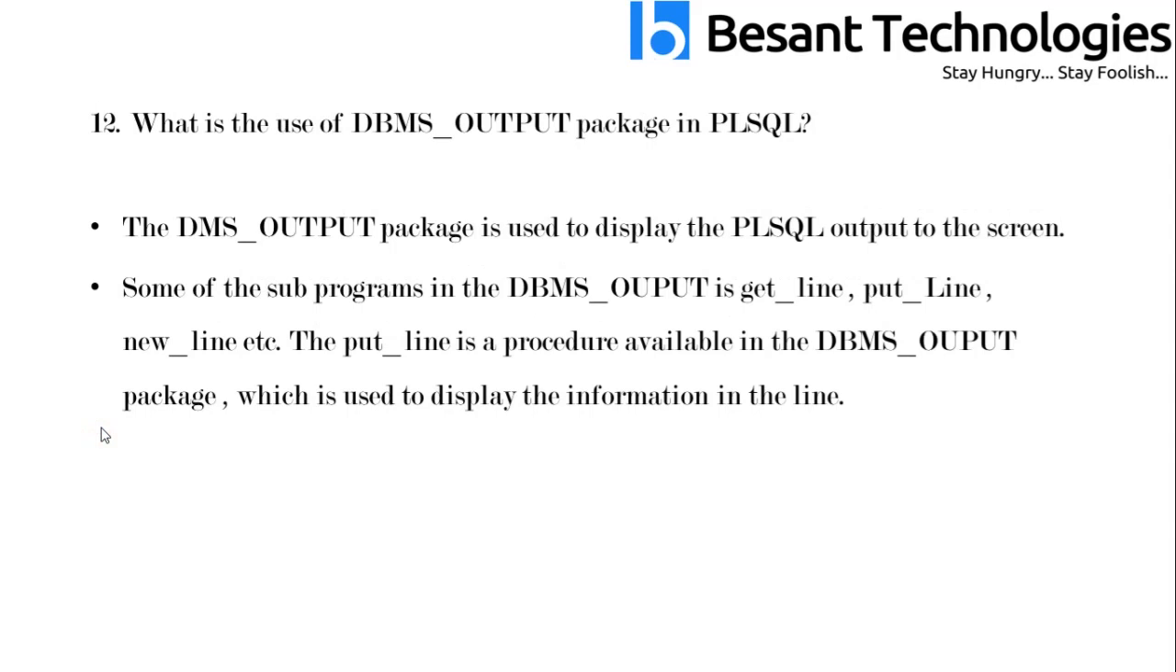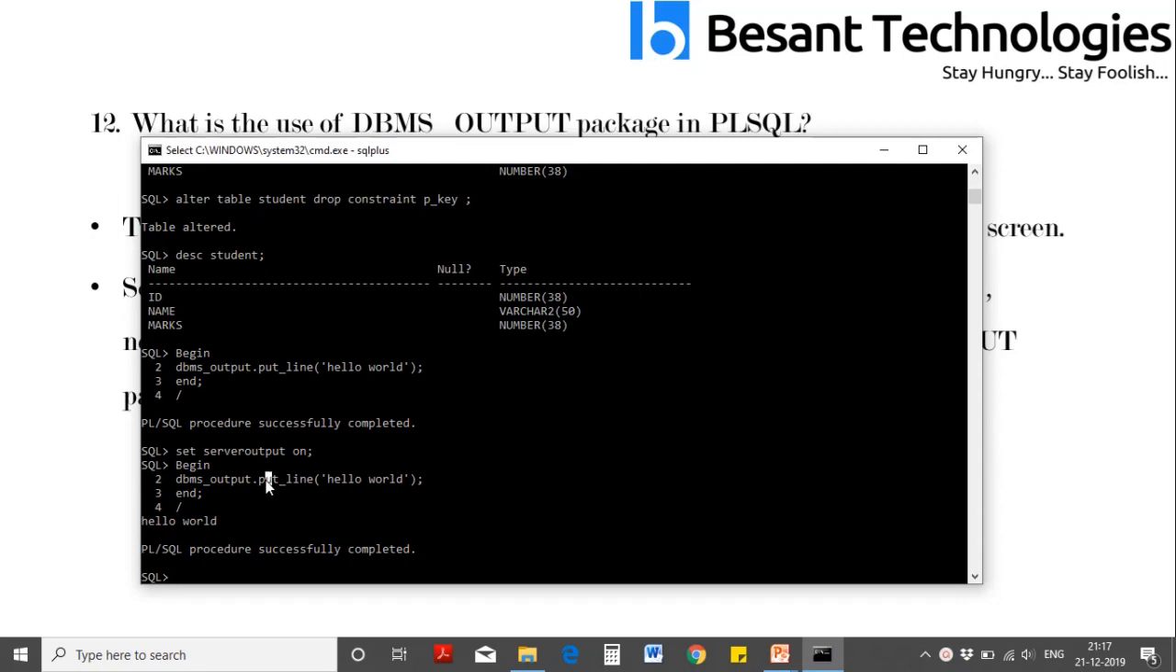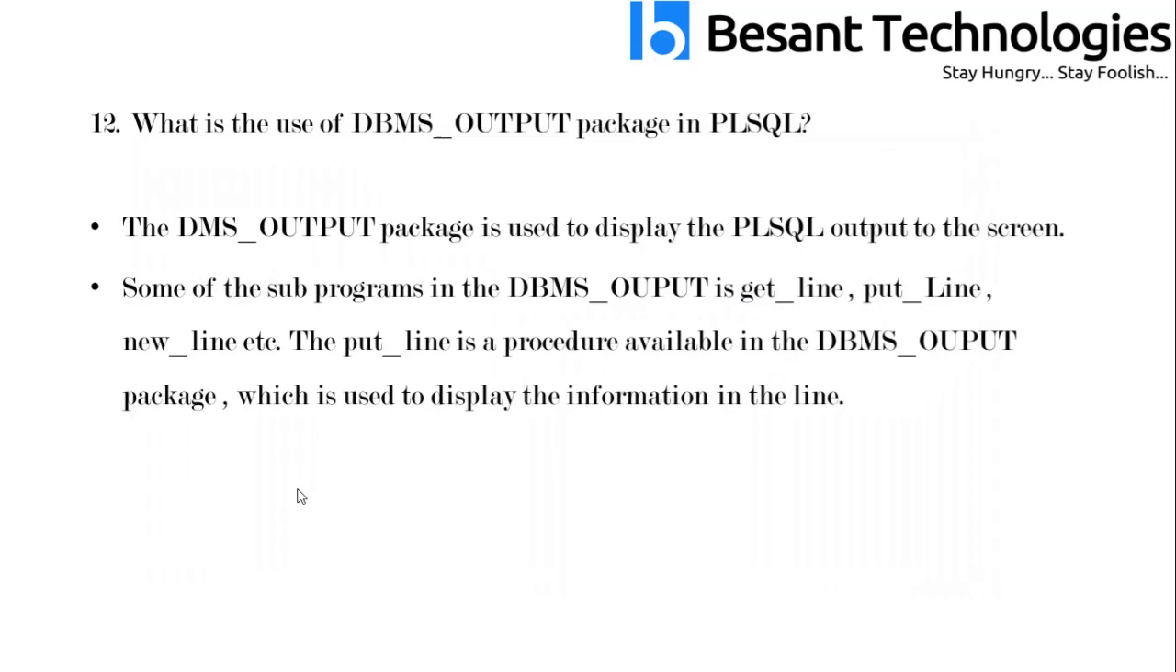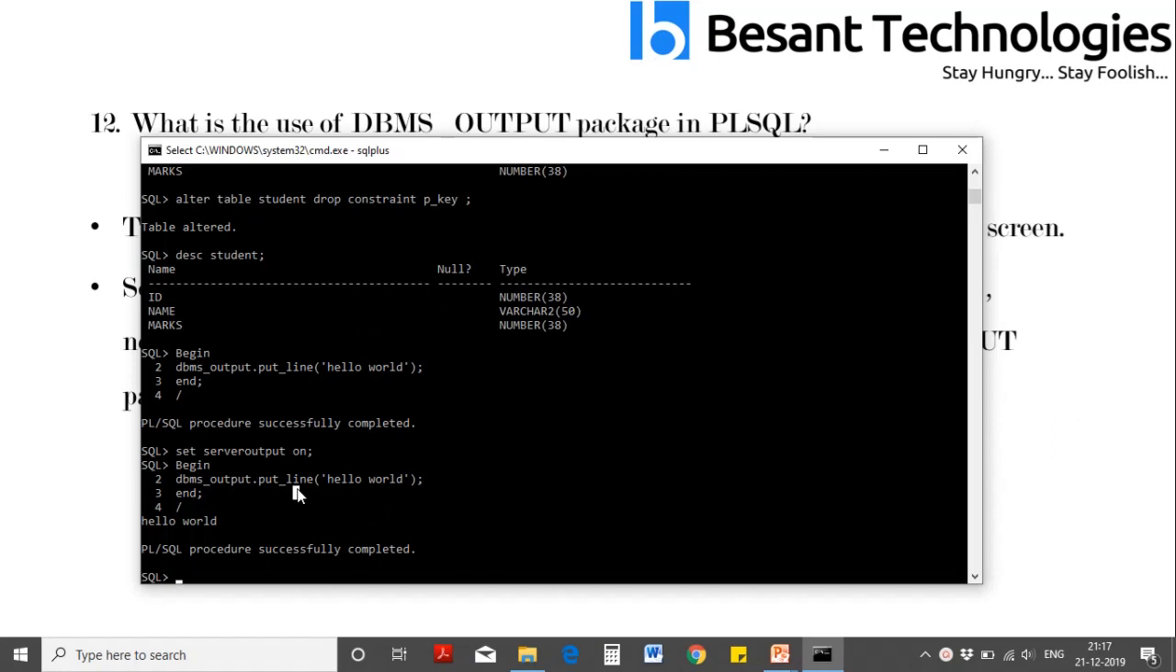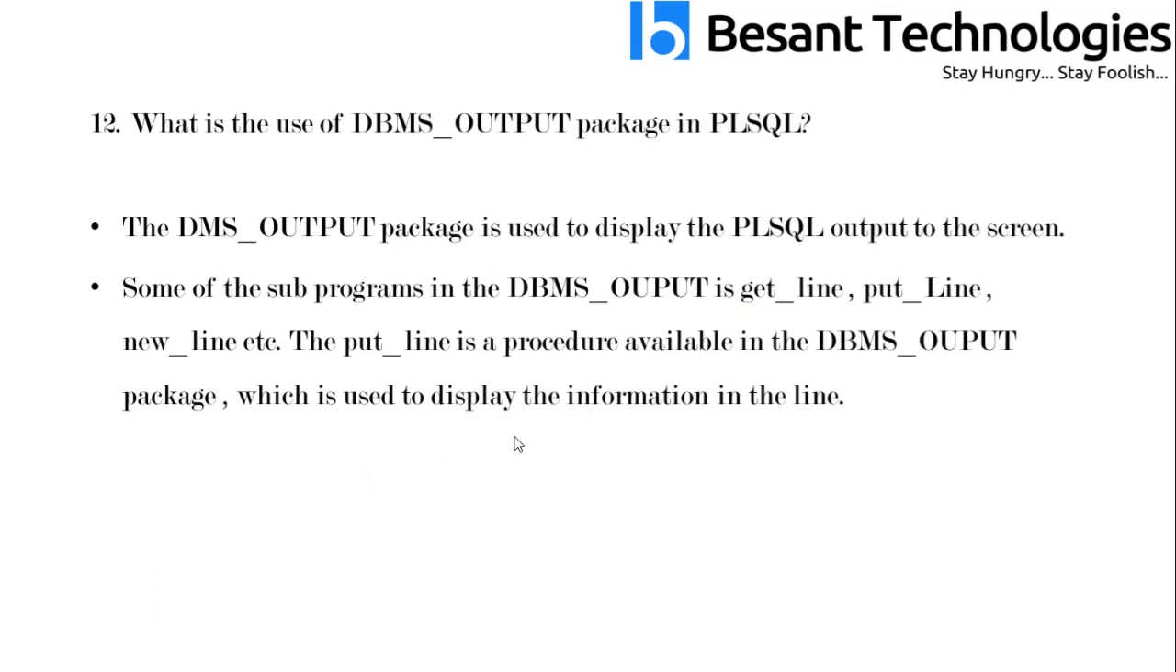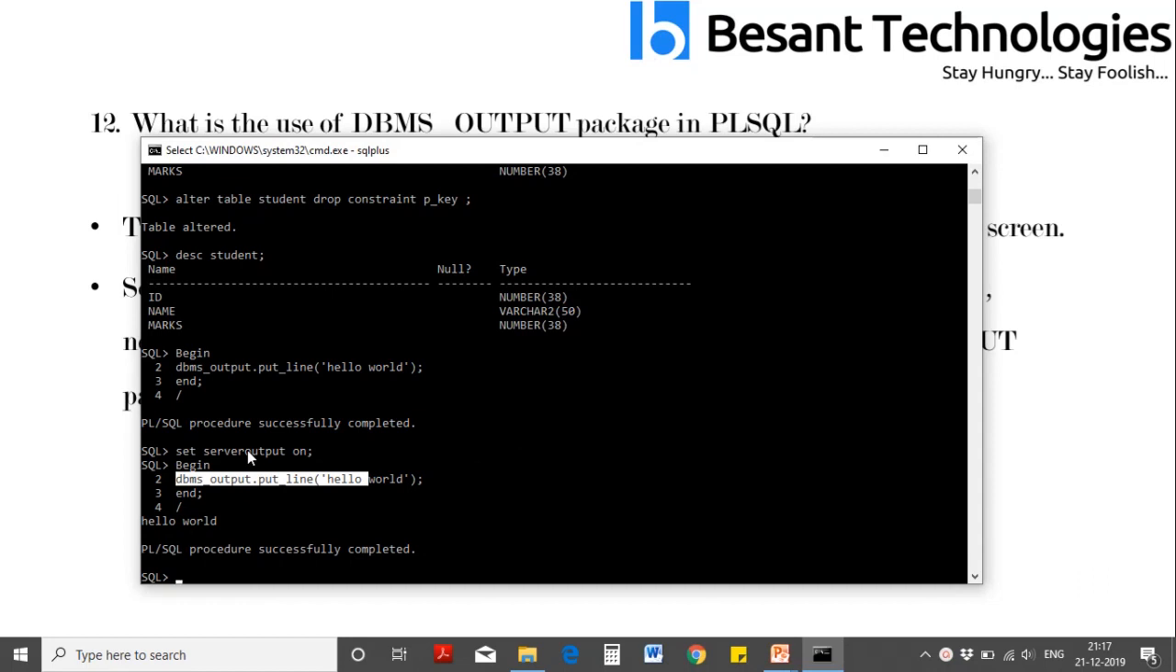So the next thing is, what is the use of the DBMS output package in PLSQL? It is mainly used to display the output on the screen. As we have now used DBMS output put line, DBMS output is a package. Inside this package, there are different functions and procedures available. Some of the procedures are get line, put line, new line, etc. The put line is a basic function we are going to use repeatedly in PLSQL, to print a string or to print the outputs on the screen. So before using DBMS output put line, you have to use set server output on.